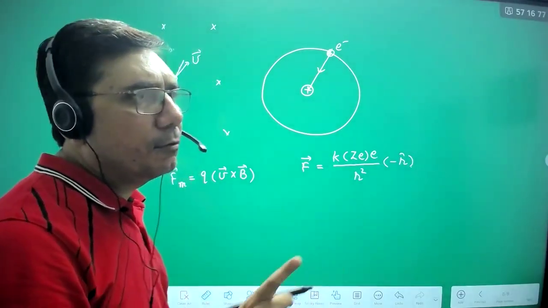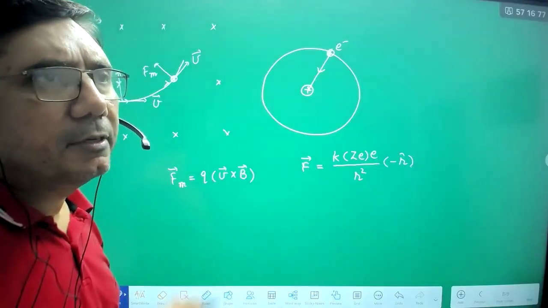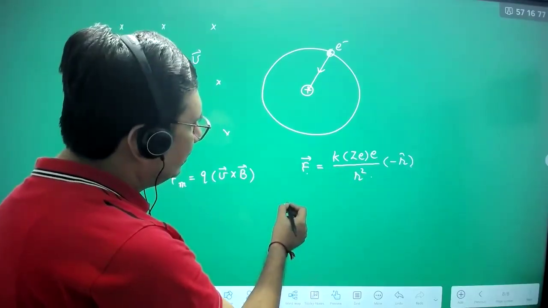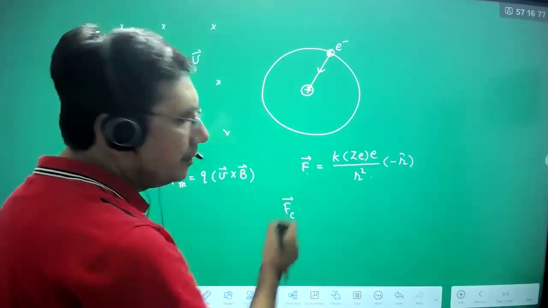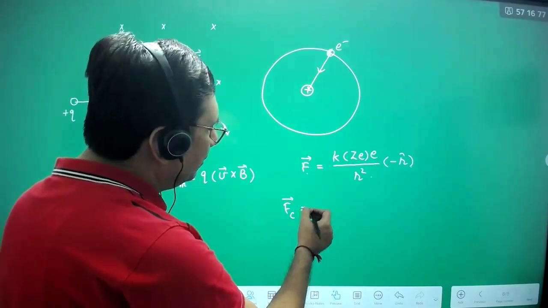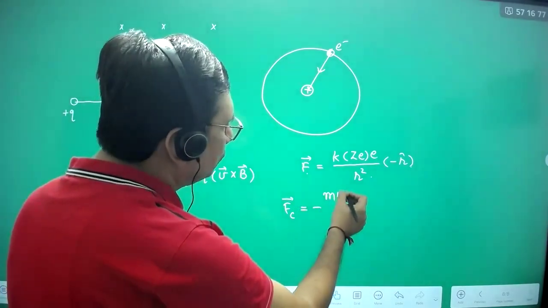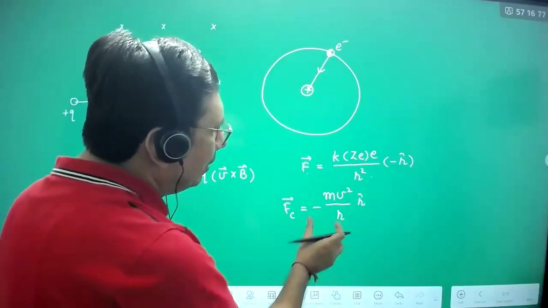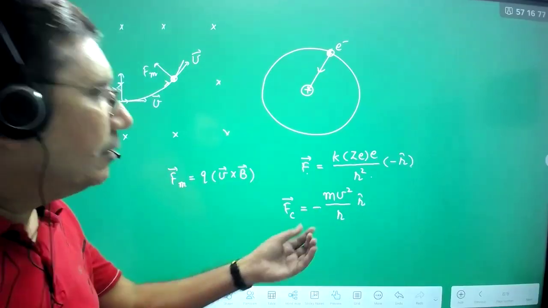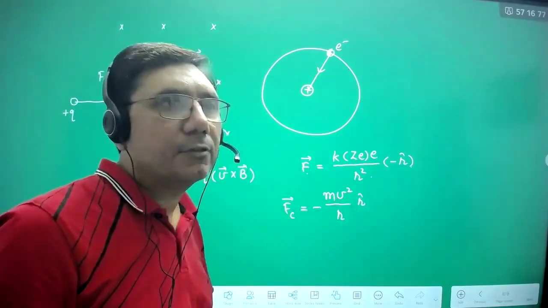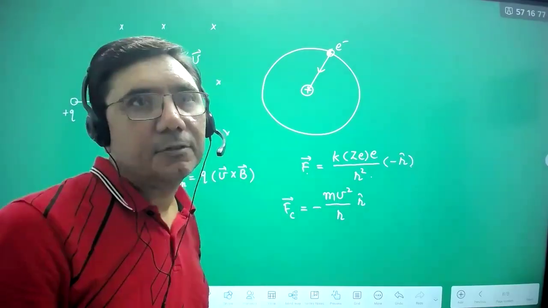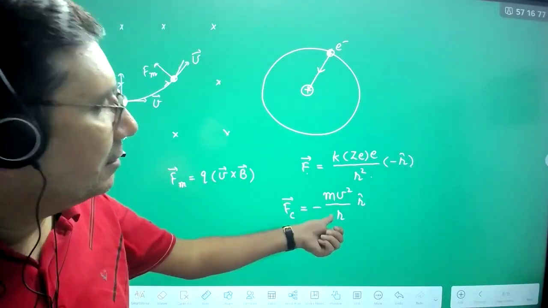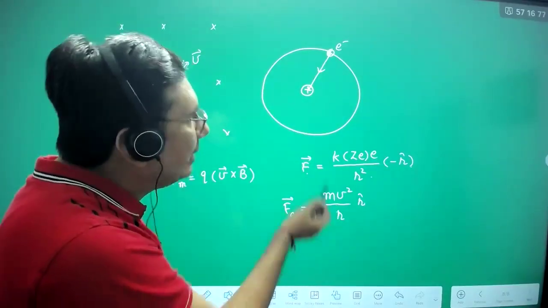Now you are saying that for circular motion, what is needed? Centripetal force. So this force is going to act as the centripetal force. What will be the centripetal force, Fc? This will be minus mv square upon r, and this will be r cap. I need some source. Some force should act as a source for this. This is not a force, this is the required force. There should be some force that should act as this one. So I need a force that is acting inward.